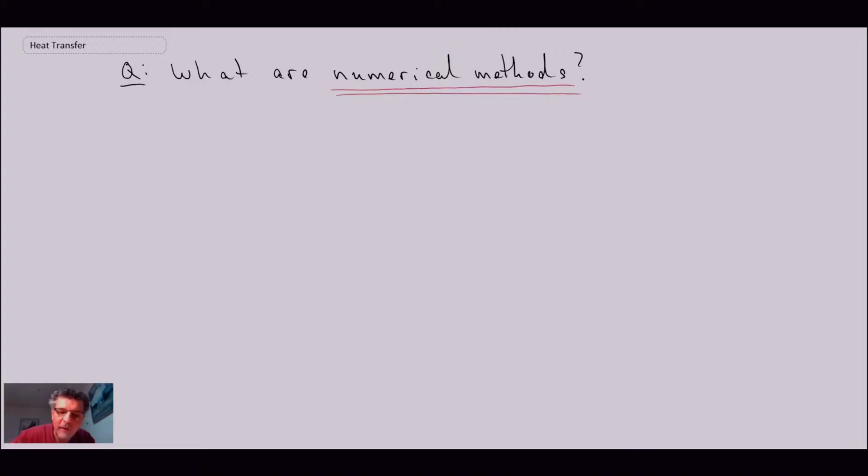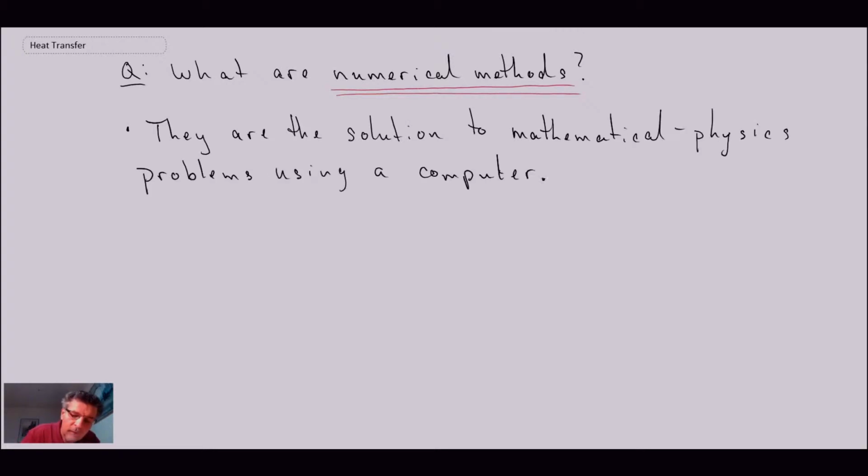So to begin with, what are numerical methods? From the perspective of engineering education, engineering programs, we can say numerical methods are the solution to mathematical physics problems. And so we create mathematical physics problems in almost every engineering course. Numerical methods provides a method by which we can solve for certain aspects of these problems.